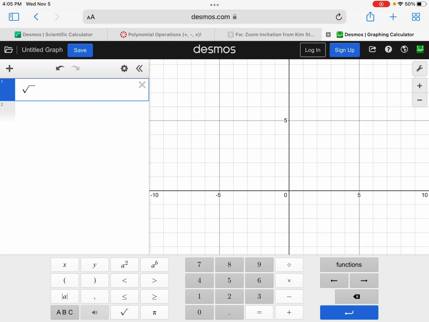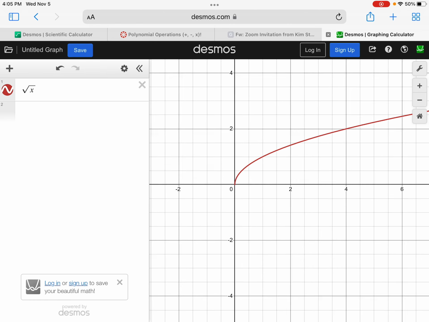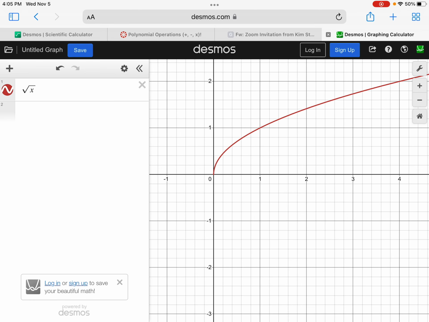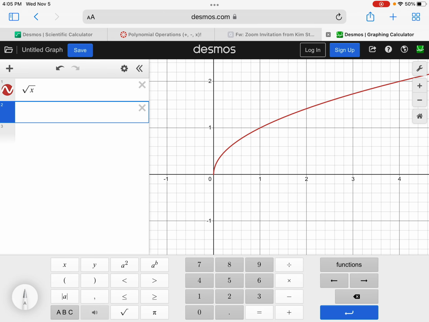So let's do the square root of x. This is our parent function, square root of x. Everything else is going to be a modification of that. So if we do the square root of x, and if we do a minus 1, you can see that the minus 1 moves it to the right. Let's go and do another one.